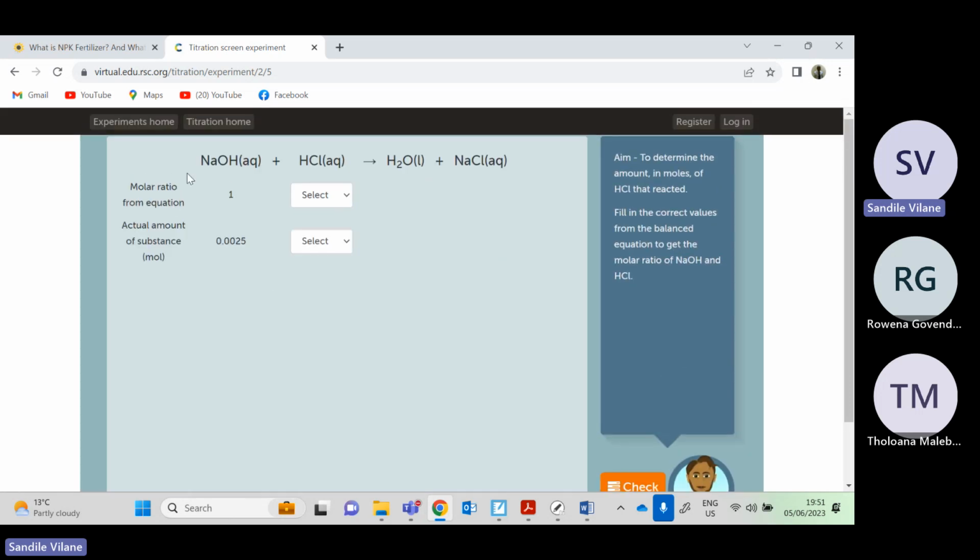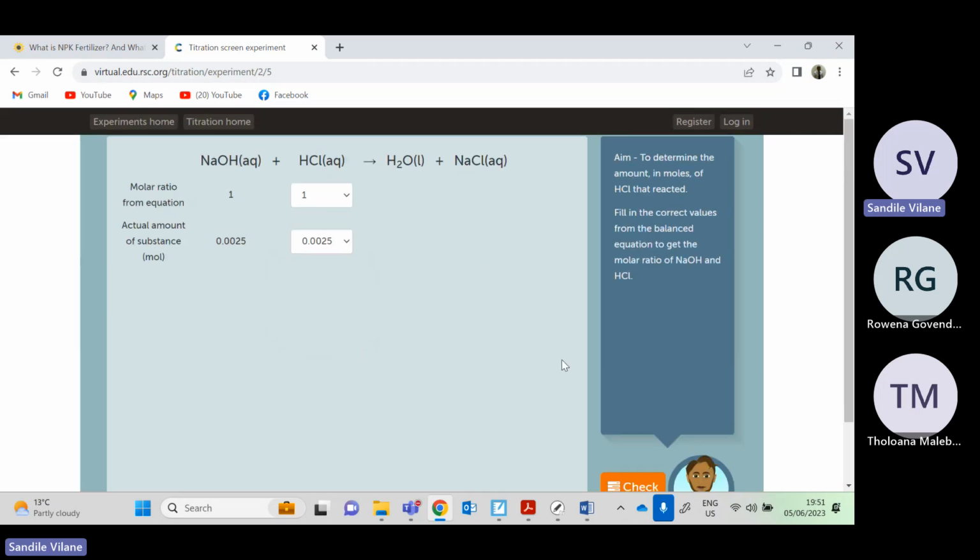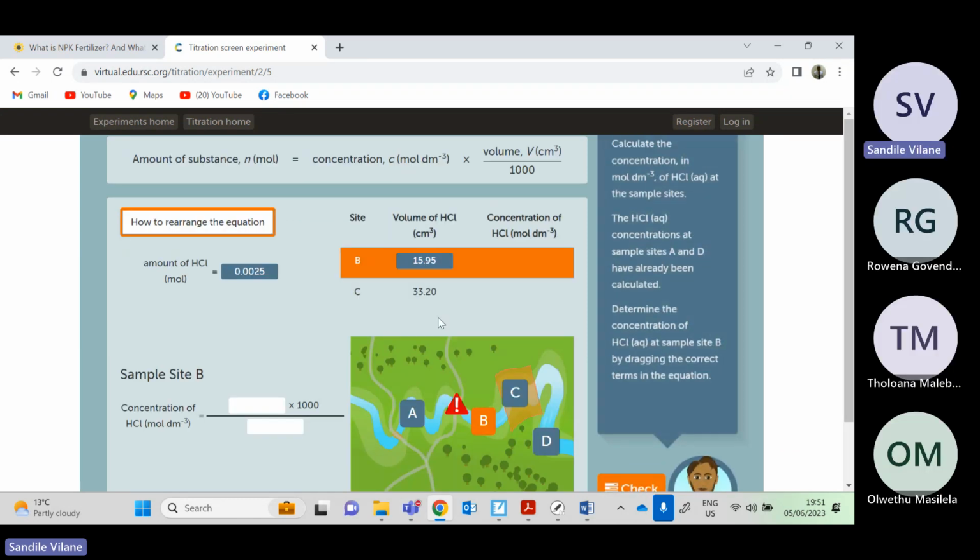So the molar ratio, the stoichiometric ratio there, is 1:1. So when you do the ratios here, you can work it out. It will be the same thing, 0.0025. When you do that, you remember that we were doing the cross multiplication. So you end up with the same thing.